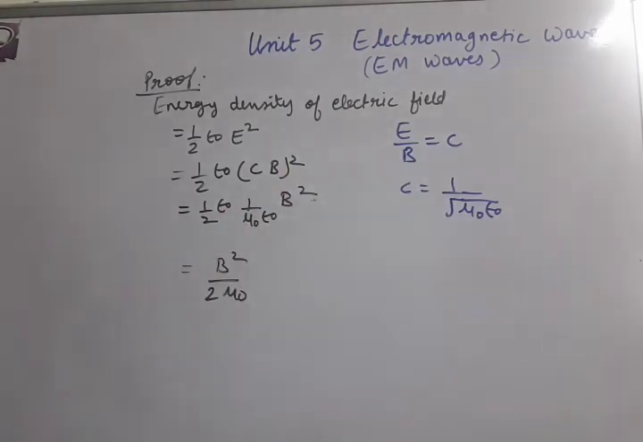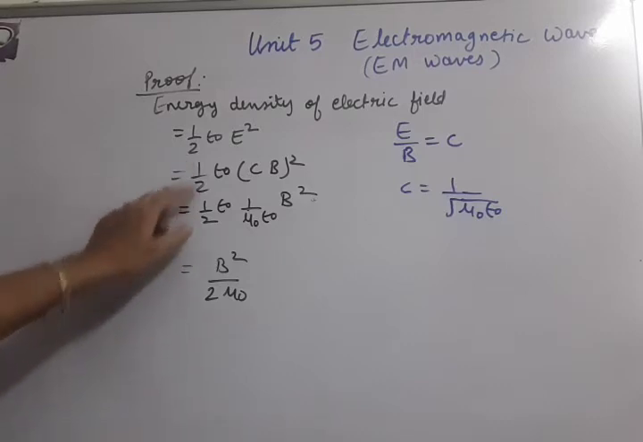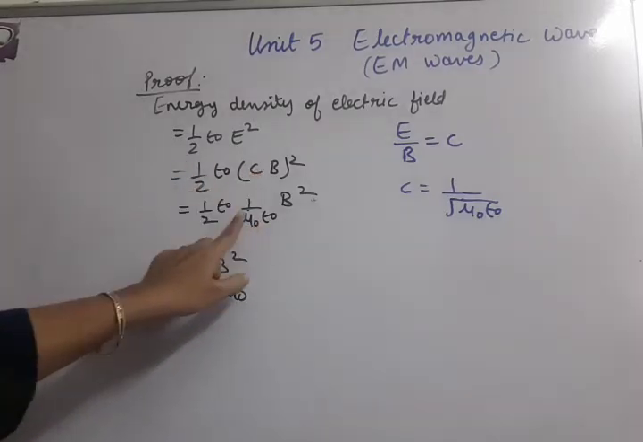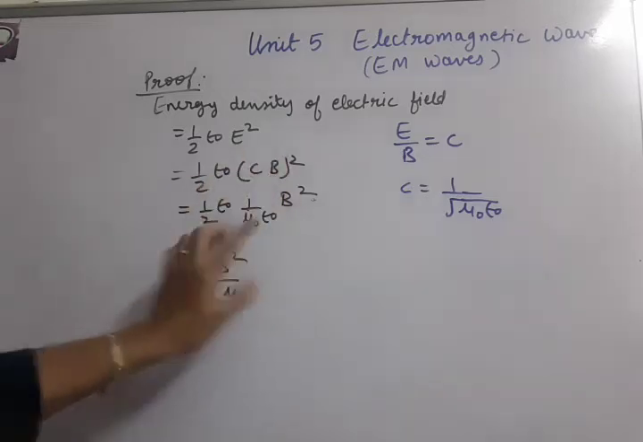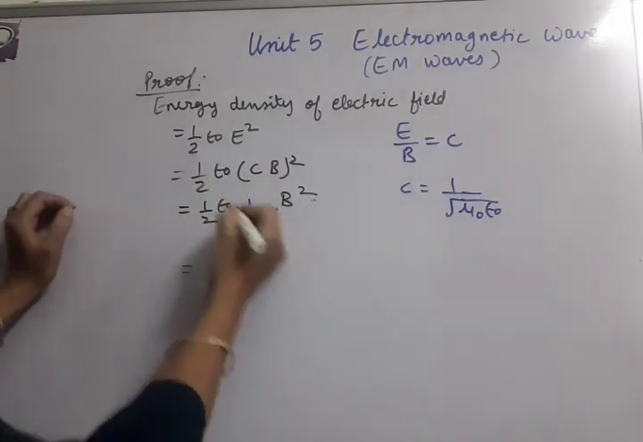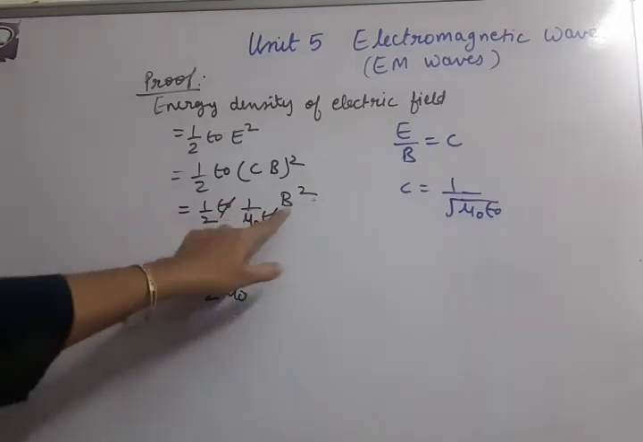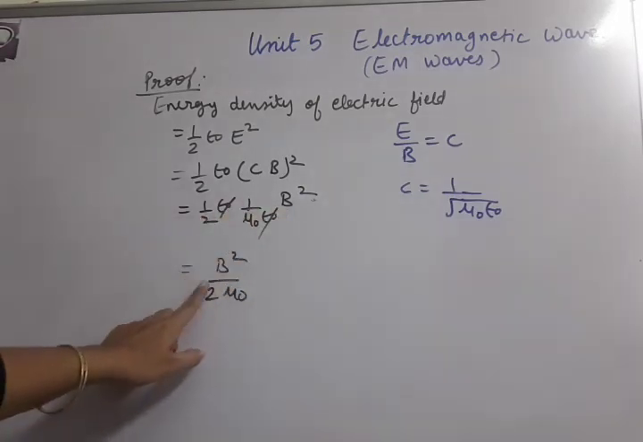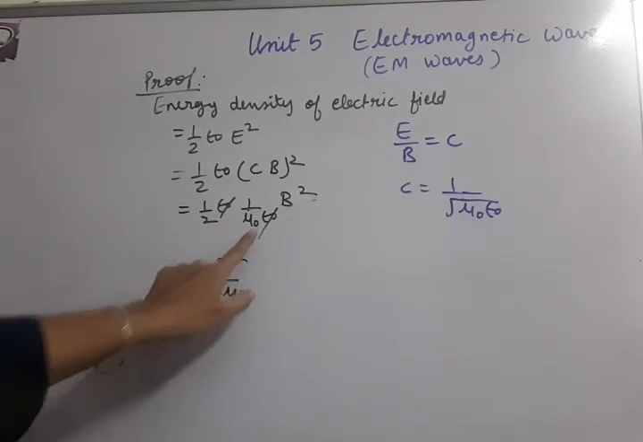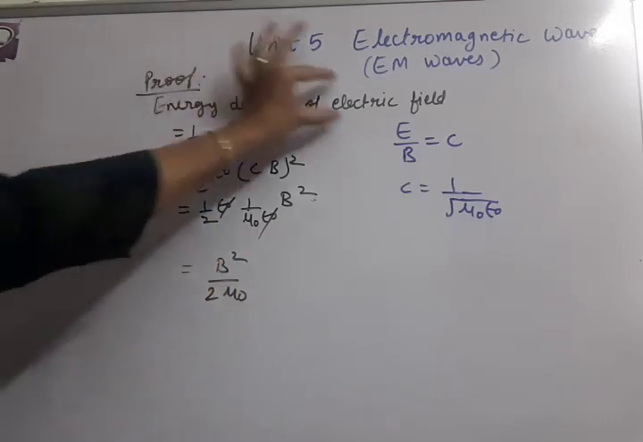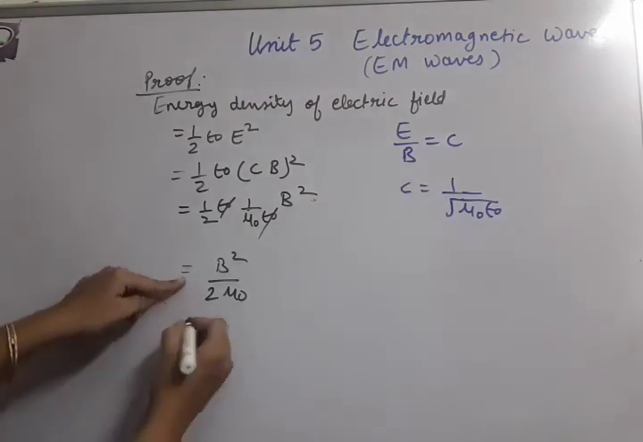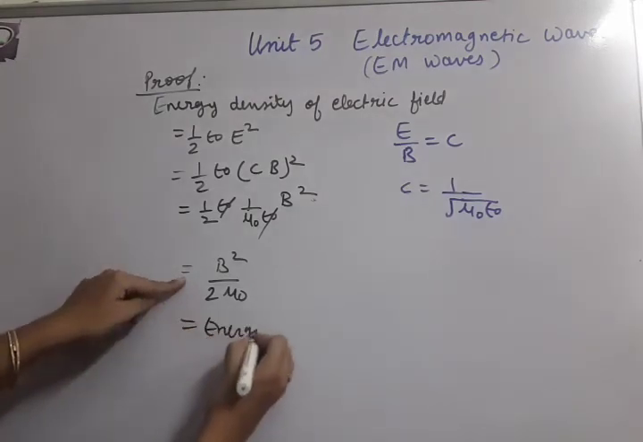So what I have done, you must have understood. Half of epsilon 0, C की जगह रखा 1 upon mu 0 epsilon 0, B का square. This way you can see epsilon 0 is getting cancelled and we are left with this answer, B square upon 2 mu 0. So here we have proved that energy density of electric field is equal to energy density of magnetic field.